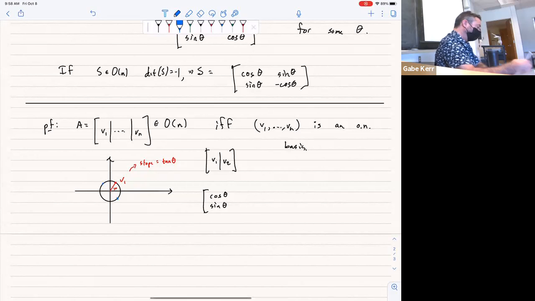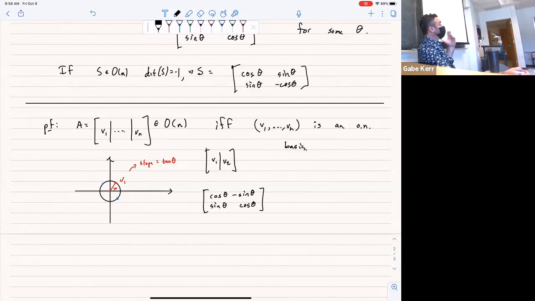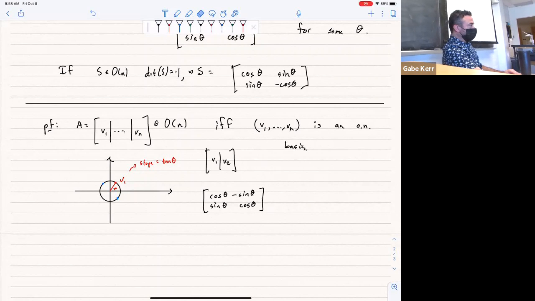And of course, there's only two guys that will do the job there. We can either have sine theta, minus cosine theta, or we could put a minus here and this. Now, those are the only ways we can get an orthogonal matrix. So these are the two options here. And for this option, you can take the determinant and you see that you get cosine squared minus negative sine squared, or cosine squared plus sine squared. So this has determinant 1.